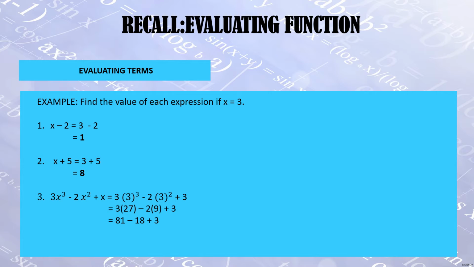Negative 2 times 9. Unlike signs, ang ating pinagmumultiply, so kaya siya naging negative. We have negative 18 and then the last one is plus 3. So, pag sinama-sama natin yung common terms, i-plus natin, i-minus, kaya makukuha natin ang 66 na value. 81 minus 18 and then plus 3, you will get 66.